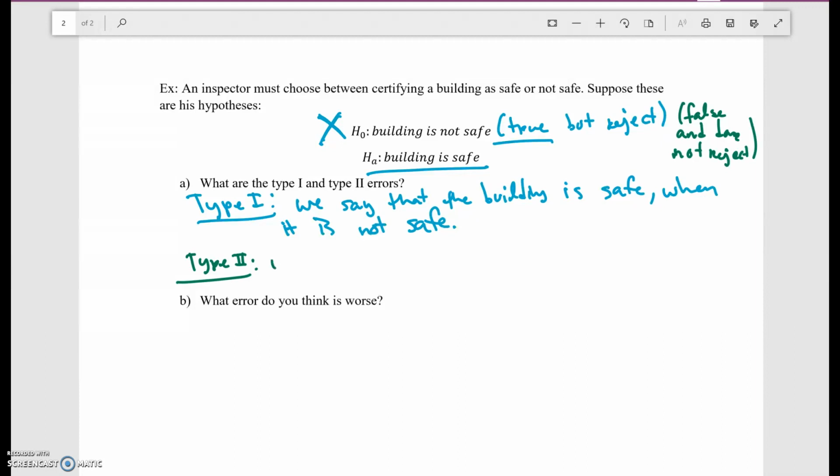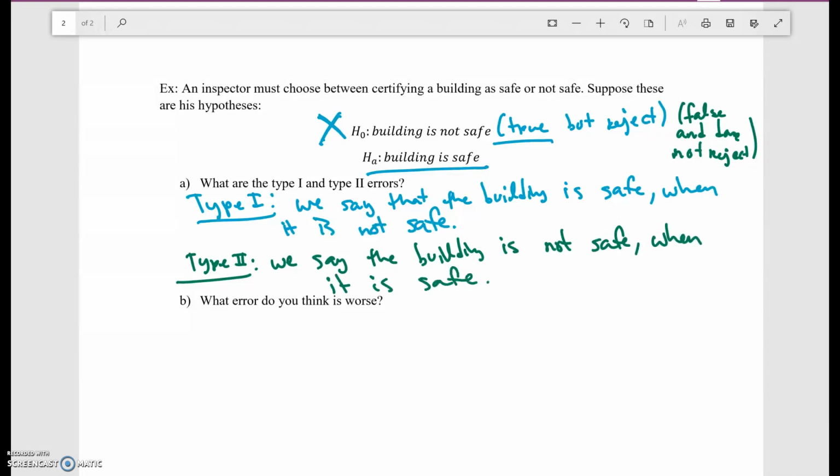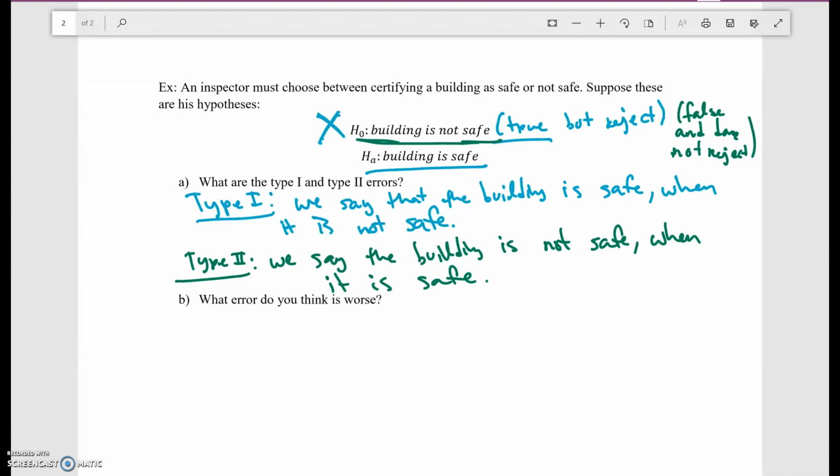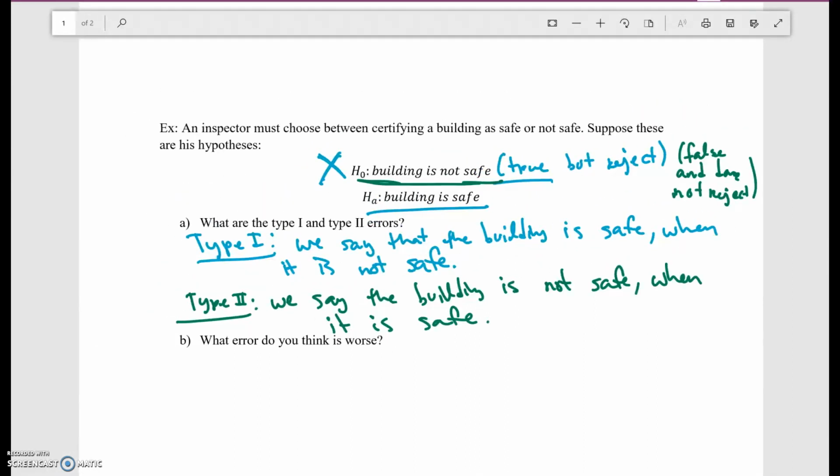So what we do is that we say the building is not safe when it is safe. Since we know that this is not true, then that must mean that this is true, but we say that this is true. Hopefully that's making sense, because it's a little bit confusing in the very beginning.